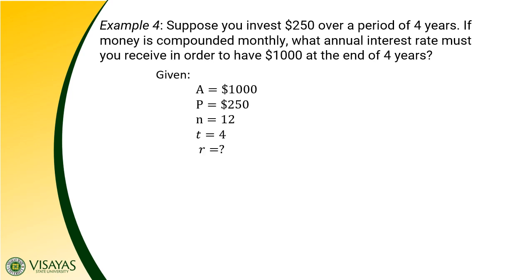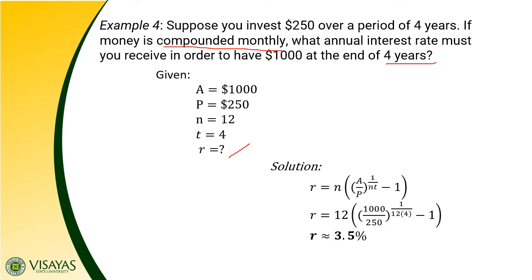A is $1,000, P is $250, and N is 12, because compounded monthly. And T is 4 because 4 years, and R is the unknown. And let's use the formula. R is equal to N times A over P, raised to 1 over NT, minus 1, and substitute the given. N is 12, A is 1,000, P is 250, then N is 12, T is 4, then simplify, approximately 3.5%.